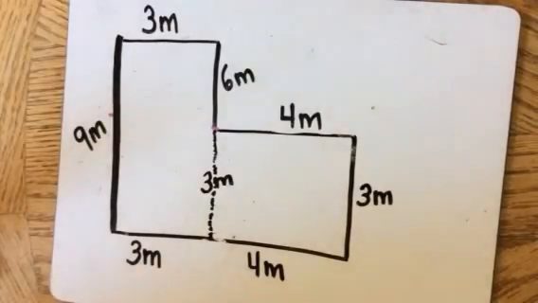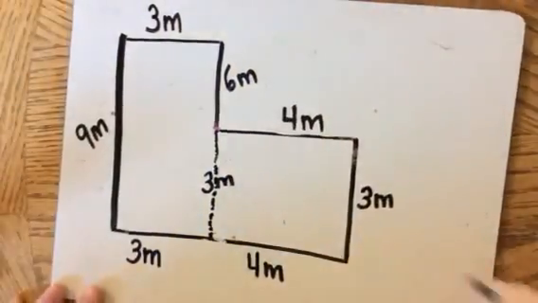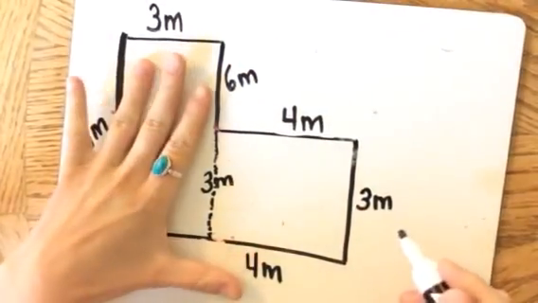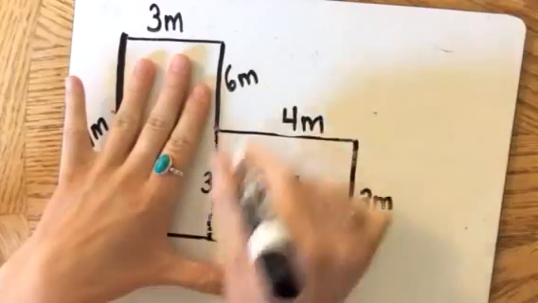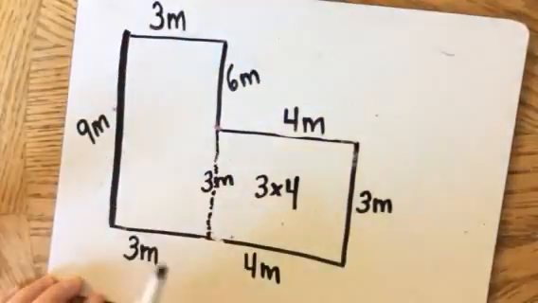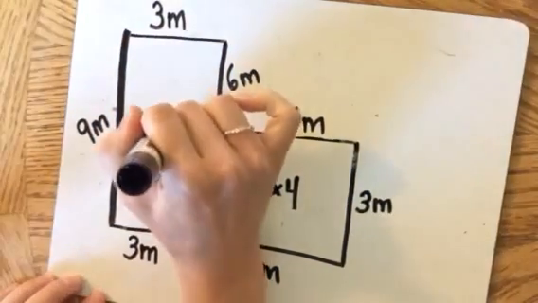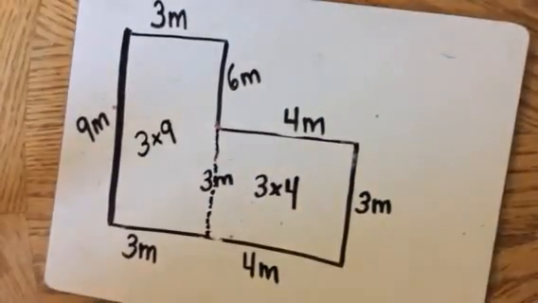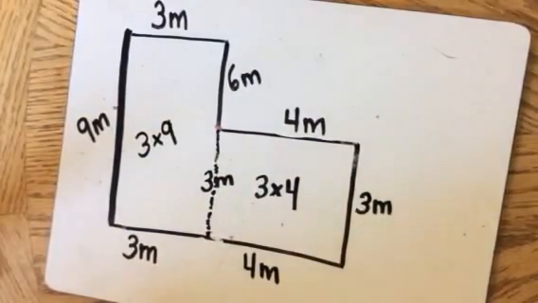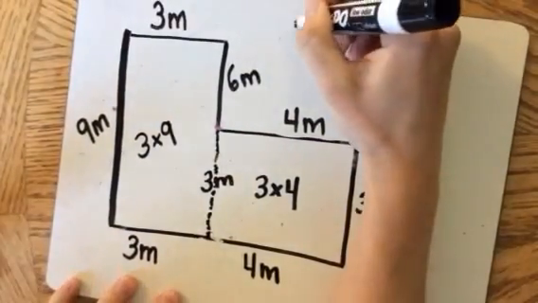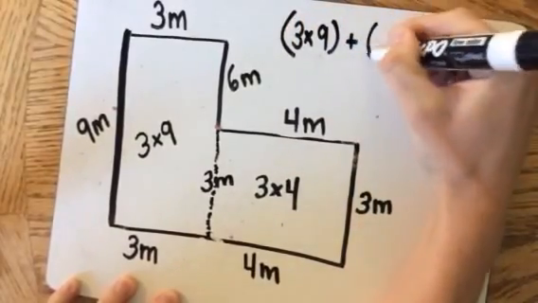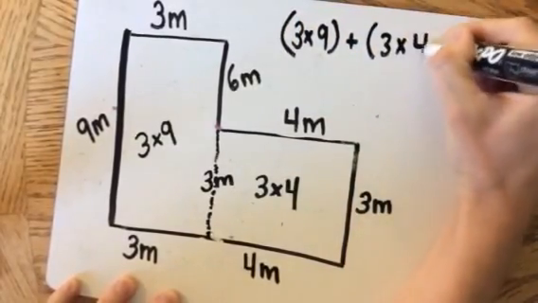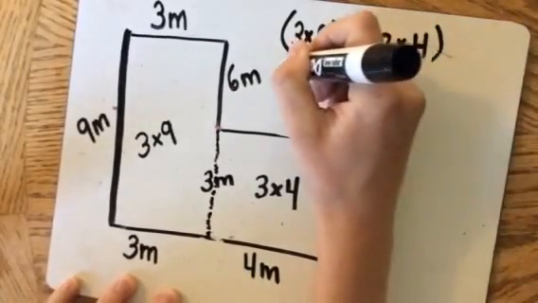Now let's write our multiplication. We can either write it in here or on the side. So let's just look at this rectangle first. We know 3 times 4 is going to give us the area here, and 3 times 9 will give us the area here. So I can write 3 times 9, parentheses, plus 3 times 4. It's going to give us our area.